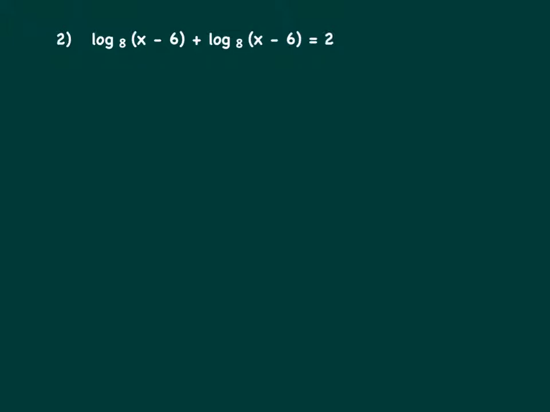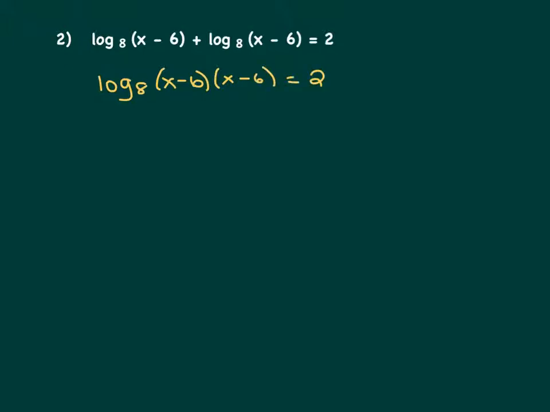All right, well, let's start this the same way we did number 1. Let's combine these two log expressions. And since there's an addition sign between these two expressions, we can combine them into one single log term by multiplying the x minus 6 and the x minus 6.